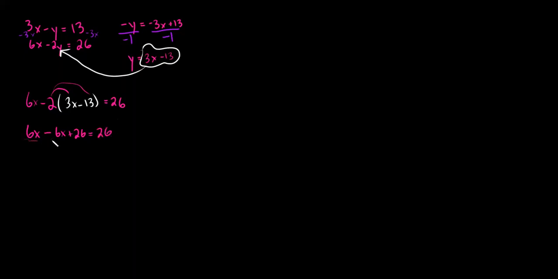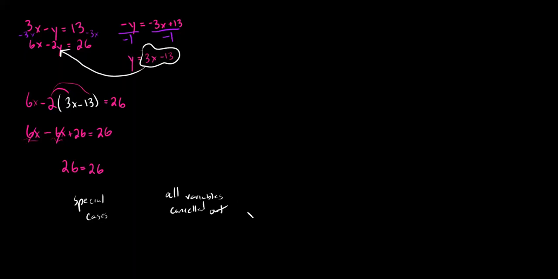And I have some like terms here. 6x minus 6x is 0. So my variables actually cancel out. And all I'm left with is 26 is equal to 26. And what we have here is one of our special cases, okay? Now, the only reason this happened is because all of our variables canceled out.